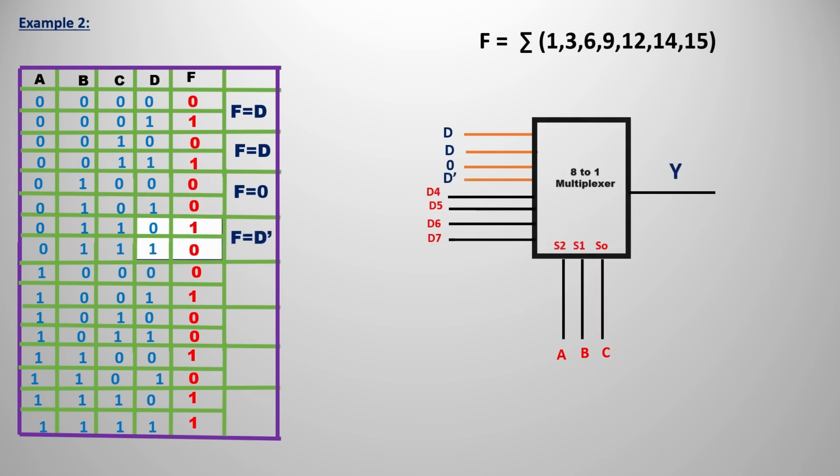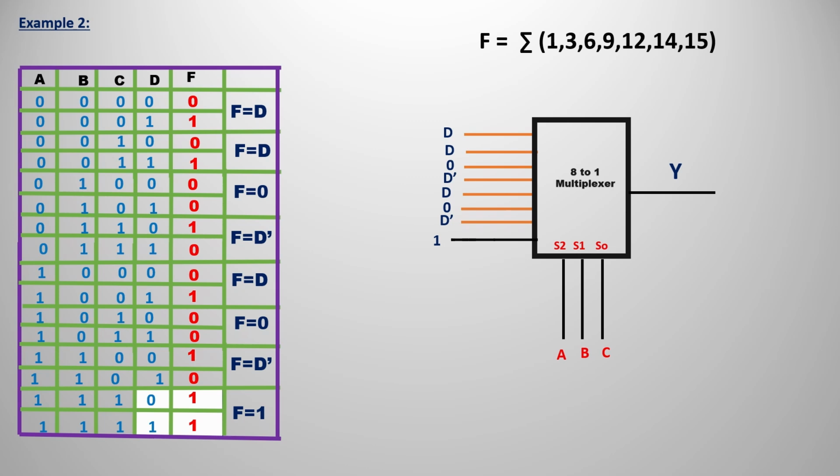For the fourth term, we have a relation between D and F. D is 0 1 and F is 1 0. We already saw in the first example that this is D bar. So we can represent F in terms of D as D bar. So the input D3 is D bar. See the 8x1 multiplexer, I have changed it over there.